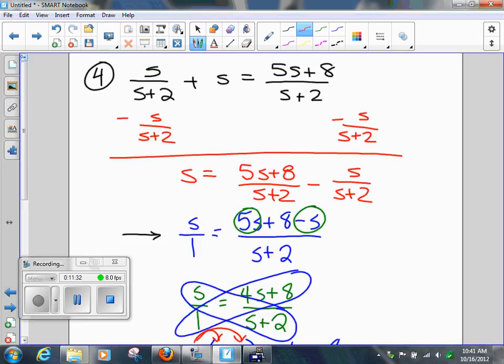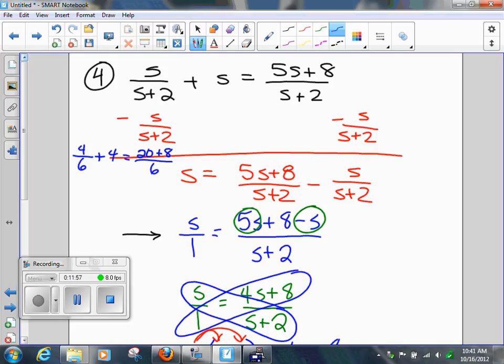So go up here and let's do some work. 4 over 4 plus 2, which is 6, plus 4. You guys agree with that? I don't know what that number is going to be yet; I'll figure it out in a minute. 5 times 4 is what? 20. 20 plus 8 is 28. And then 4 plus 2 is 6. Right on?